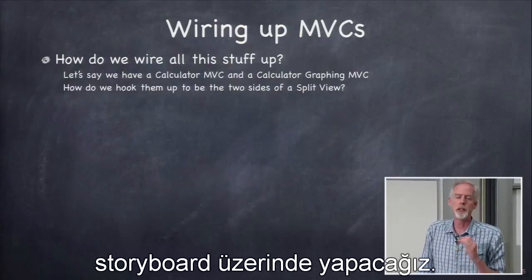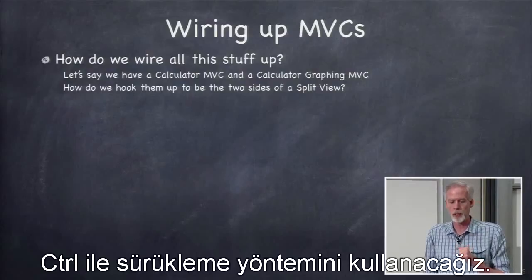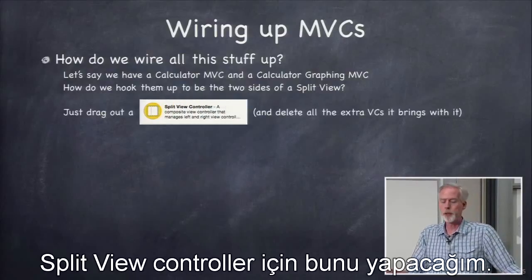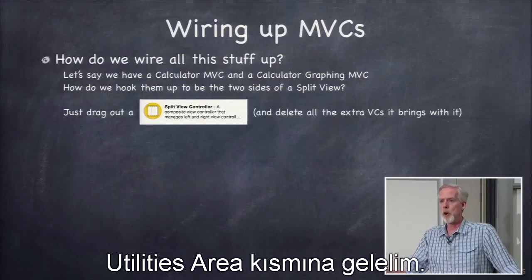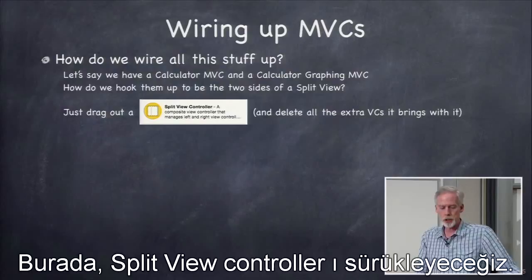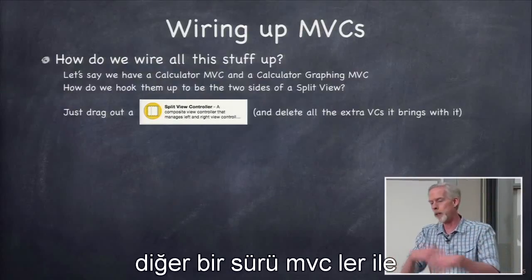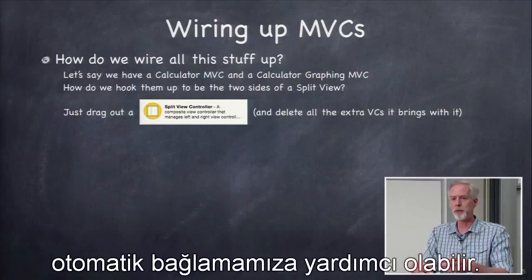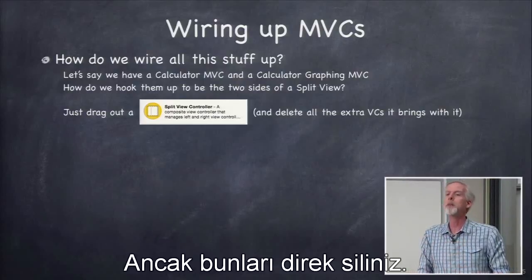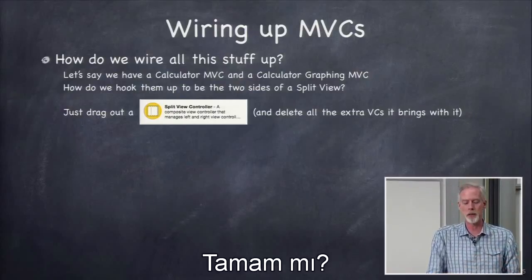But we're going to do it in storyboards in this class all the time. Okay? And we're just going to use control drag to do it. So let's see what that looks like. I'll do it for split view controller. We're just going to go to the utilities area, the same place we drag out a button or something like that. We're going to drag out a split view controller. Now, when it comes out, it's going to come out with a whole bunch of other MVCs pre-attached to it in an attempt to help you. But usually you're just going to delete those so that all you have left is the split view controller itself.